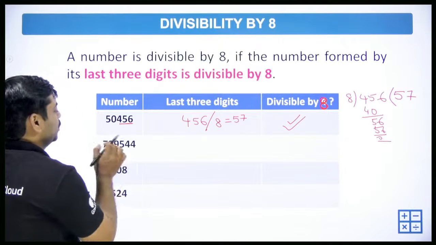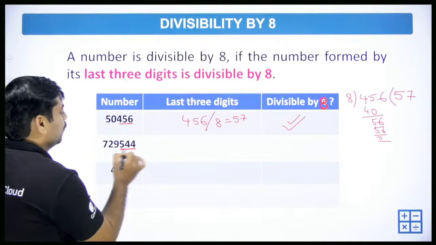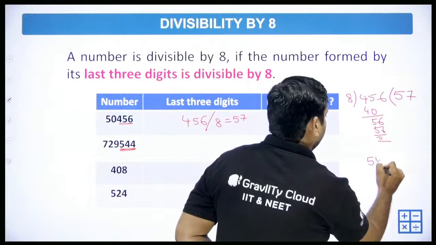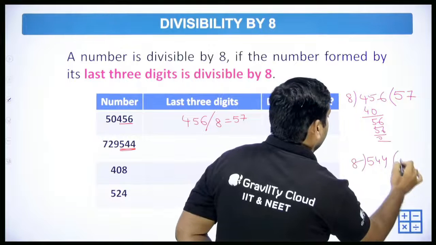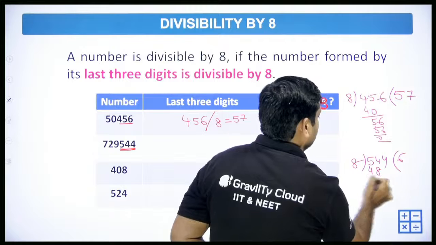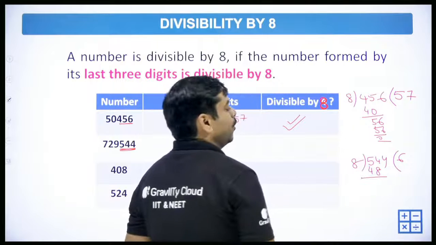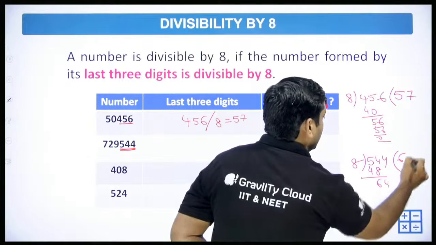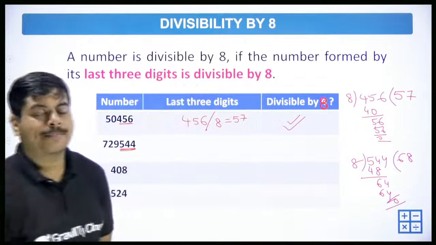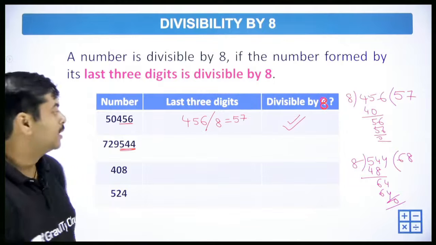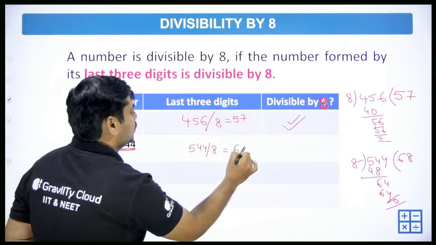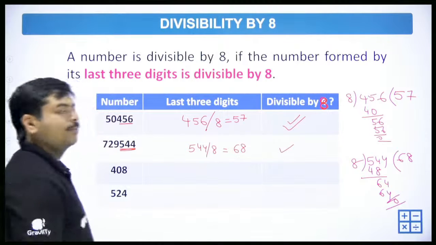Next, 729544. The last 3 digits are very important, 544. With 8, 6 8s are 48, 7 8s are 56. So we have a difference of 6 and 4. 8 8s are 64, and yes, we can say that it is divisible. So 544 divided by 8 will give us 68, and yes, it is divisible by 8.